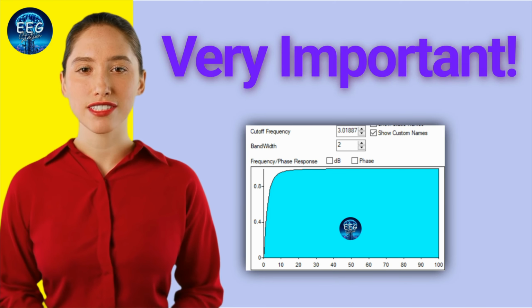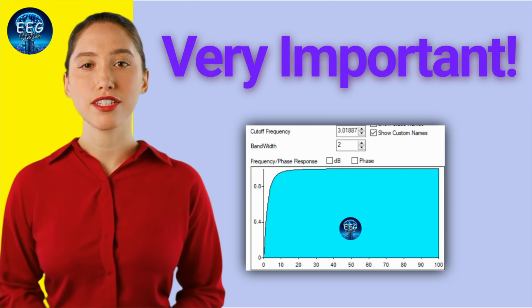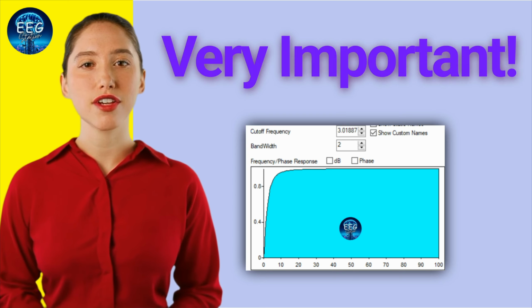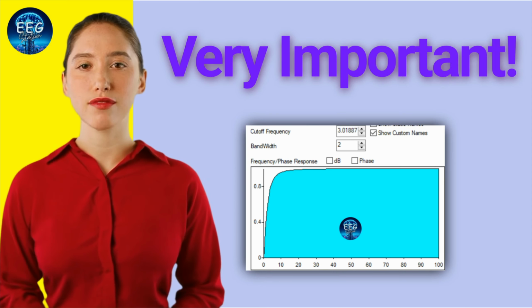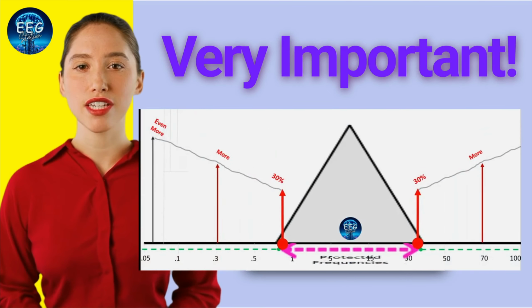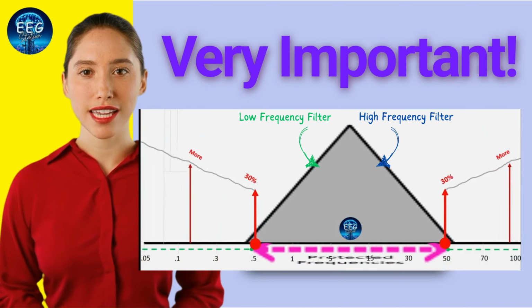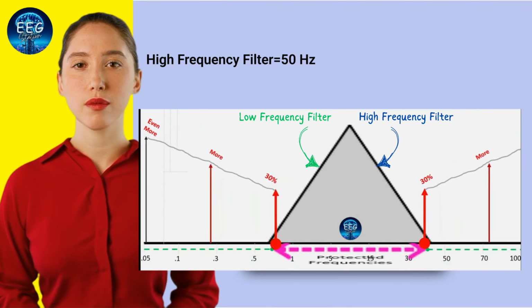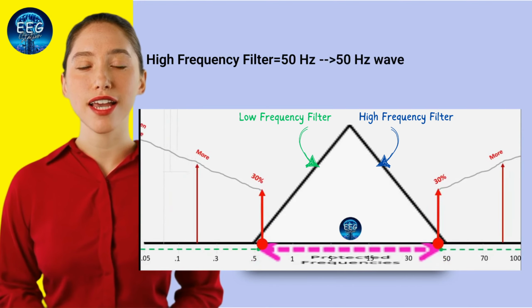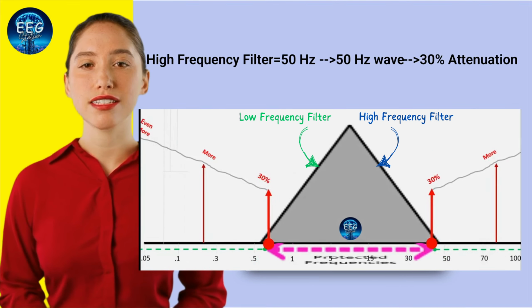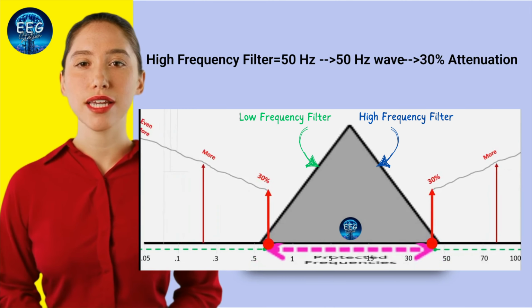Pay special attention to this next point. At a particular filter setting applicable to both the high and low frequency filters, that value indicates that a hypothetical wave with that particular frequency will be significantly attenuated by 30%. The magnitude of attenuation increases as you move away from that setting. For example, a 50 Hz high-frequency filter setting will attenuate a 50 Hz spike by 30%. That same filter setting will attenuate faster frequencies, say a 55 Hz wave, by even more.